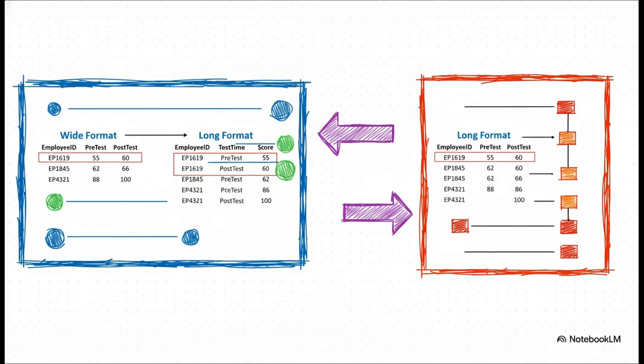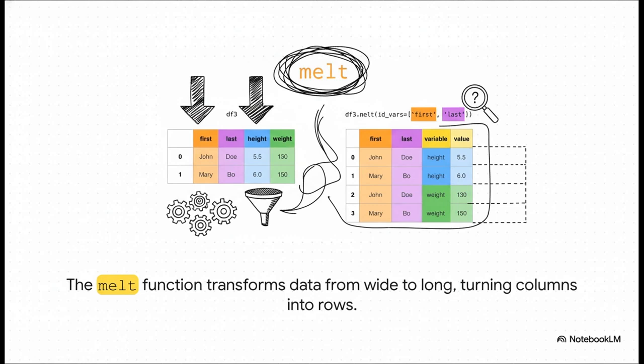The best choice here? It really depends on what kind of analysis or visualization you're planning to do down the line. To go from that wide format to the long one, we use a function called melt. It basically takes columns like height and weight and, well, it unpivots them into two new columns, one for the variable's name and one for its value. This format is absolutely perfect for a lot of visualizations and machine learning models.